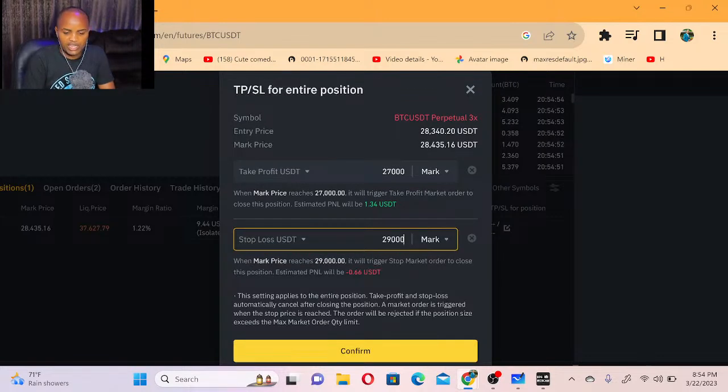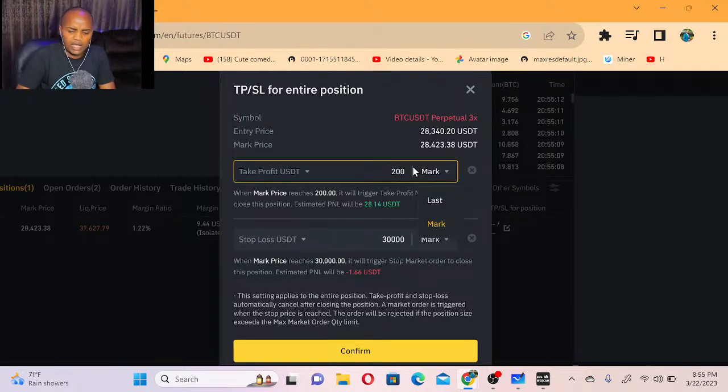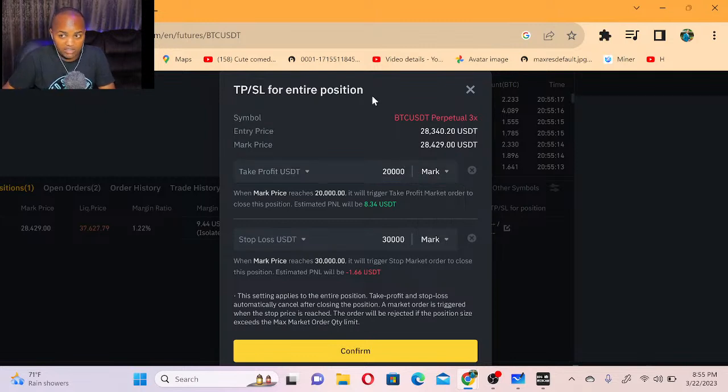If I put my stop loss and the market keeps going and maybe it goes to 29, stop loss, then I'll be making a loss of 0.66 USDT. What if I put the stop loss at 1000? I'll be making negative 1.66 USDT, okay? What if the market keeps going and it goes back to 20,000? How much will I make? I'll make $8.34. But remember, the more you increase the leverage, the more money you'll be making right over there. But remember, don't use high leverage.